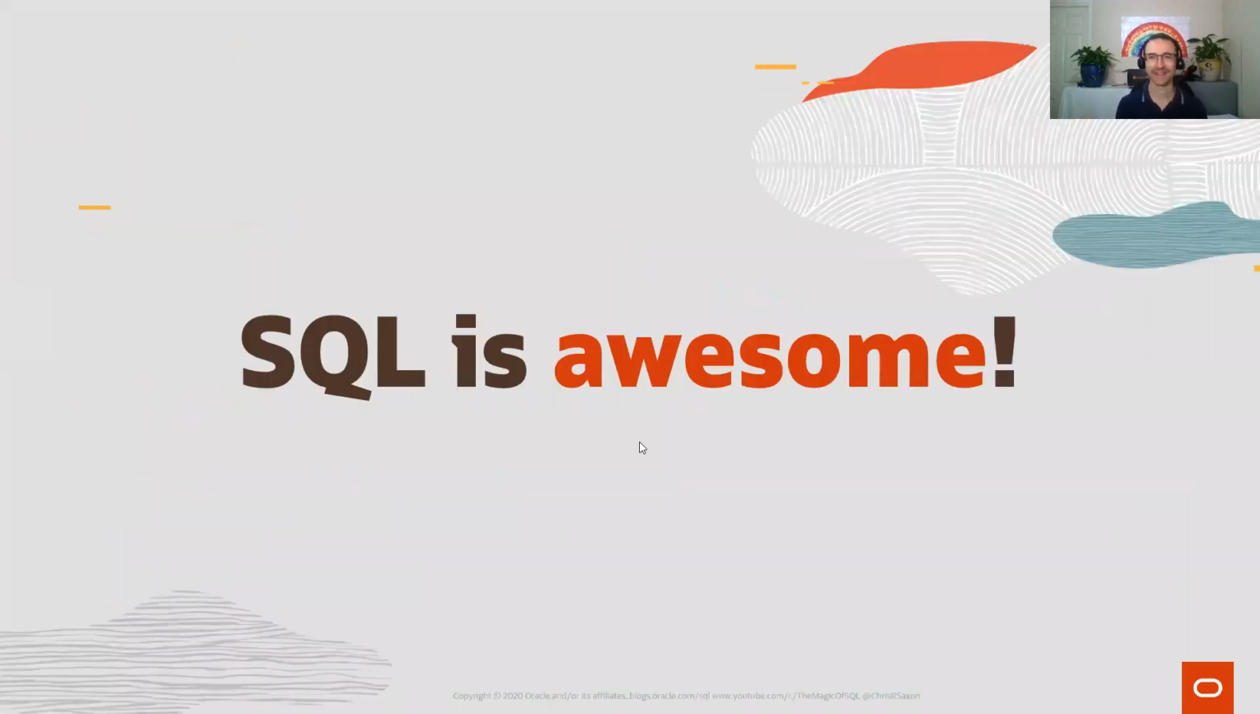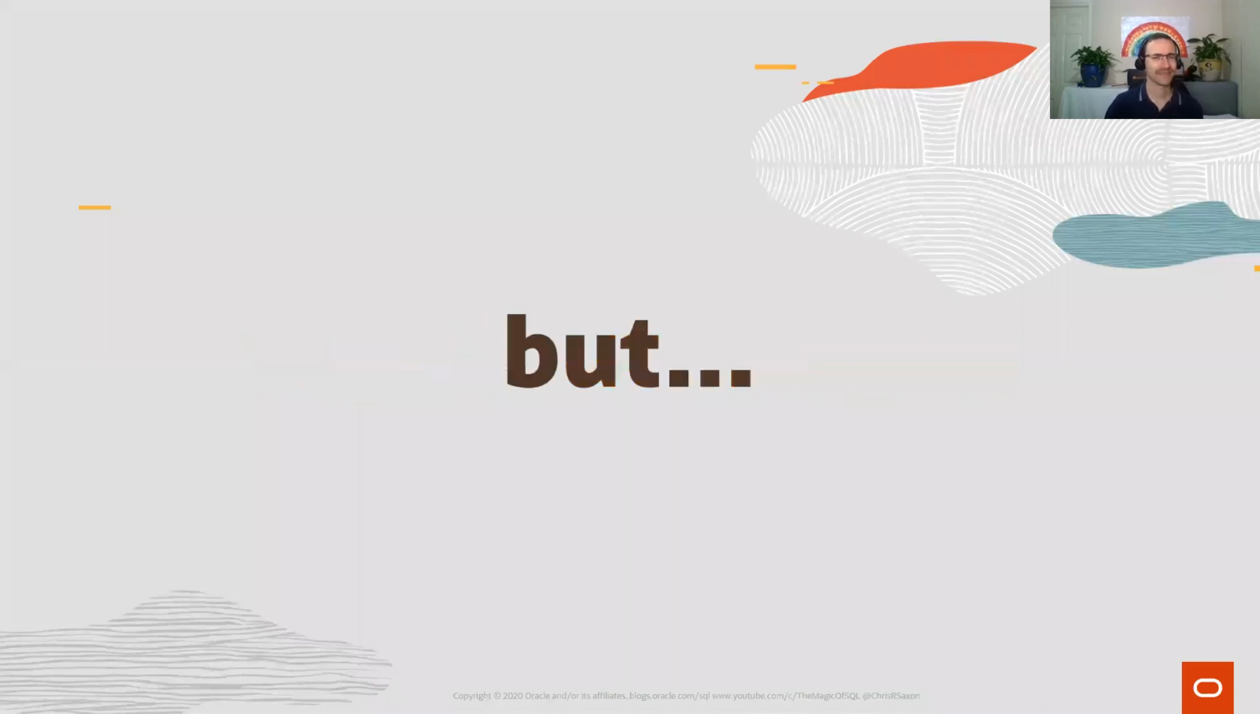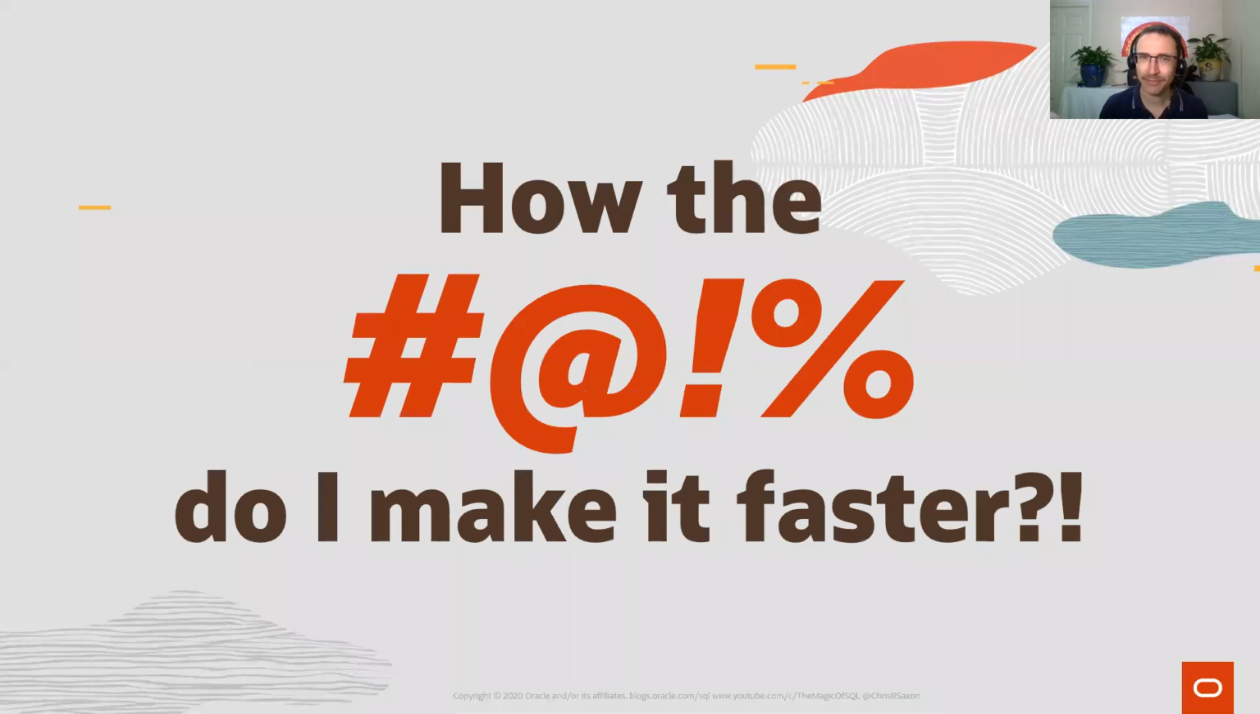Hopefully you all agree that SQL is awesome. One of its great powers is you tell the database the result you want, and it figures out the fastest way to execute it. But this leaves you a problem. If the database is figuring out how to execute your query, and it's running too slowly, how the heck do you go about making it faster, right?